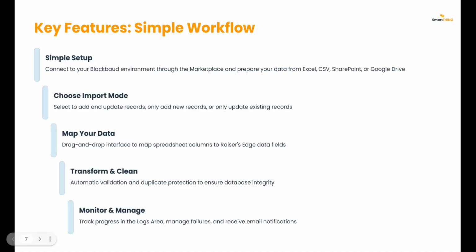Let's take a look at the key features and simple workflow that makes SmartIMPORT so powerful and easy to use. The process starts with a simple setup. First, you connect to your Blackbaud environment through the Blackbaud Marketplace. Then you prepare your data, which can come from sources like Excel, CSV, SharePoint, and Google Drive. Our self-service drag-and-drop interface allows anyone to import data. Once you've uploaded your data, you can choose one of 3 import modes: to add and update records, only add new records, or only update existing records.